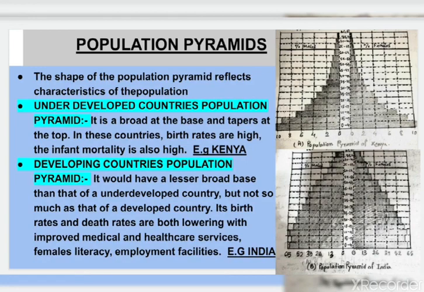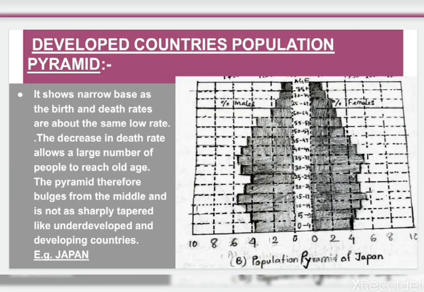The second one is developing countries population. Here I have given the example of India's population pyramid. If you see India's population pyramid, you can easily understand the difference between underdeveloped and developing countries pyramid. So in the developing countries pyramid, you see there is a less broad base than that of the underdeveloped country, but not as much as that of the developed country. Its birth rate and death rate both are lowering with the improved medical and healthcare services, female literacy, as well as employment facility.